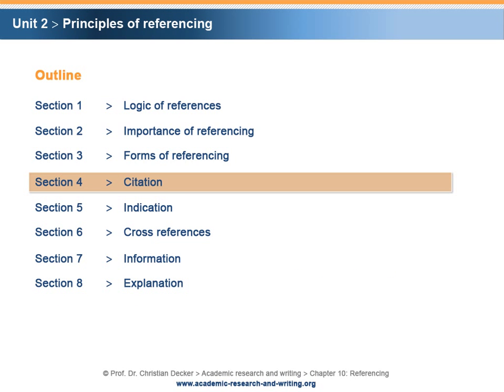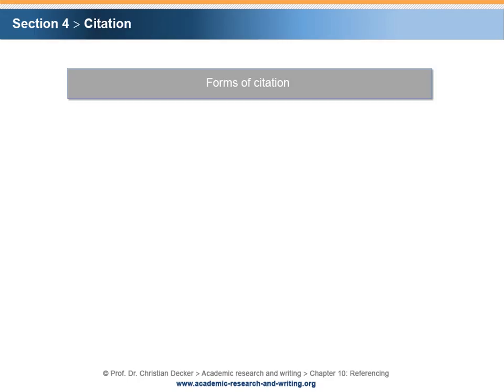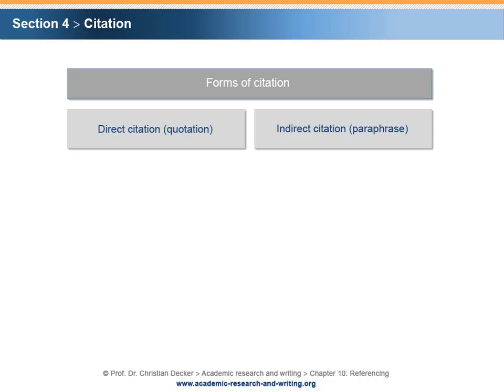Section 4. Citation. Referencing by a citation can be differentiated into 2 different forms. First, the direct citation or quotation, and second, the indirect citation or paraphrase. The direct citation or quotation is characterized by the following rules.